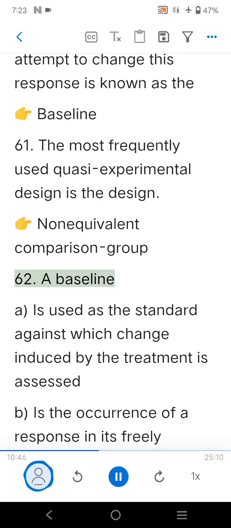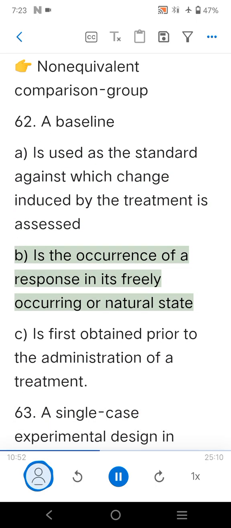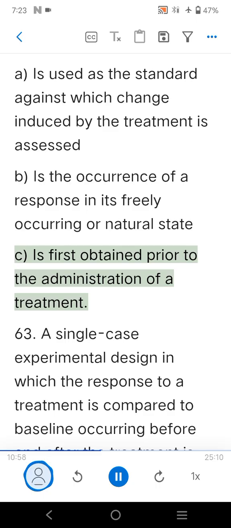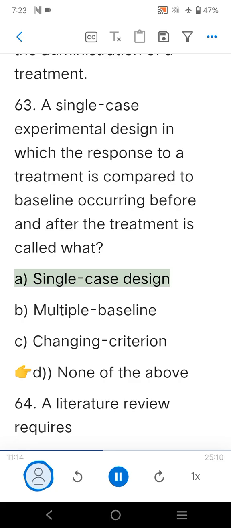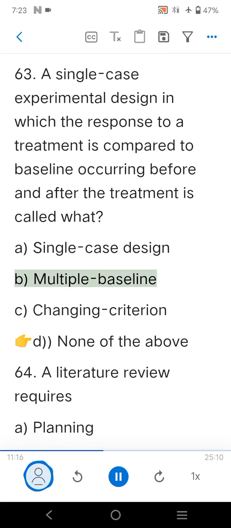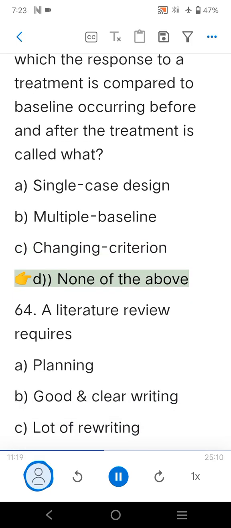62. A baseline: A. is used as the standard against which change induced by the treatment is assessed. B. is the occurrence of a response in its freely occurring or natural state. C. is first obtained prior to the administration of a treatment. 63. A single-case experimental design in which the response to a treatment is compared to baseline occurring before and after the treatment is called what? A. Single-case design. B. Multiple baseline. C. Changing criterion. D. None of the above.